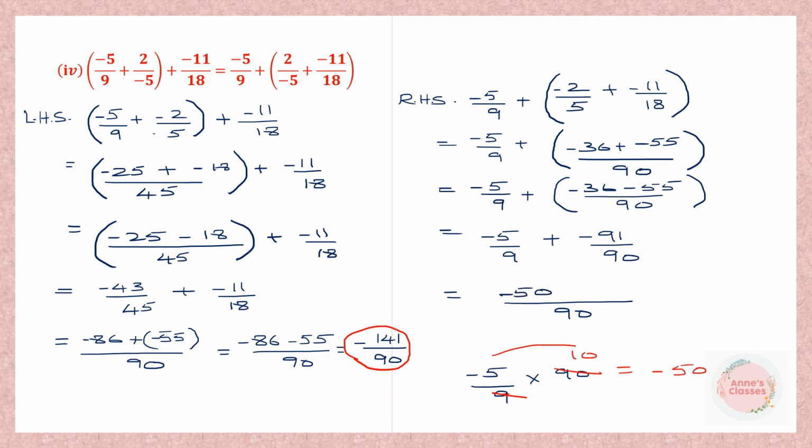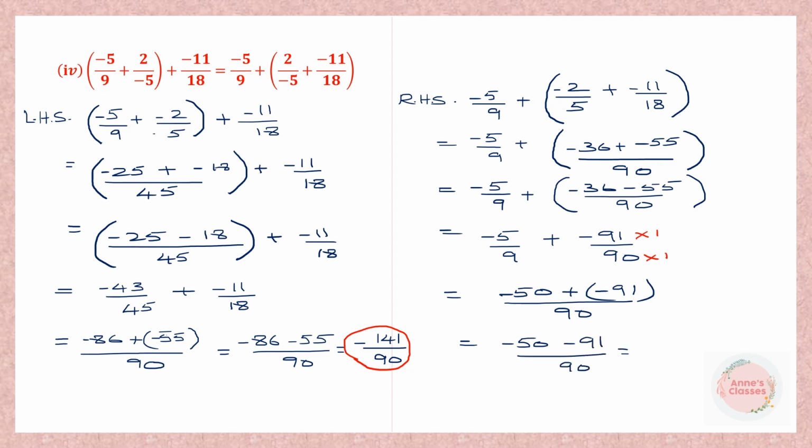Now look at the second rational number here. It is minus 91 by 90. So 90 into what will give you 90? Into 1, isn't it? So 90 into 1 is 90. So multiply 91 also into 1. So this is plus minus 91. So this will be minus 50 minus 91 by 90.